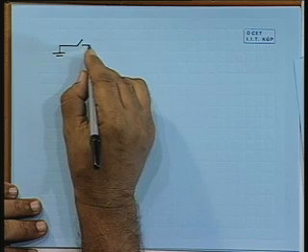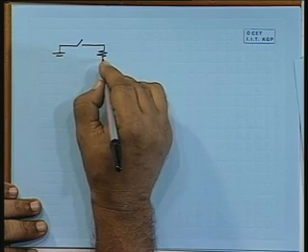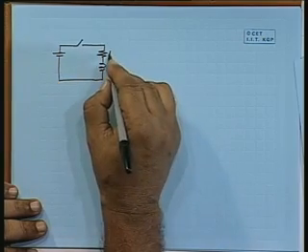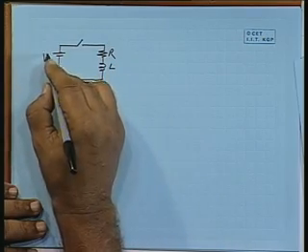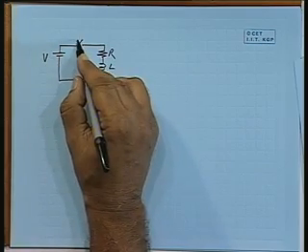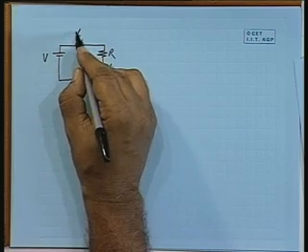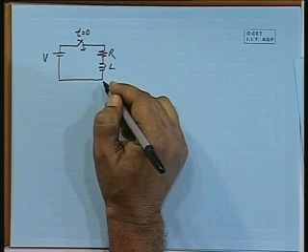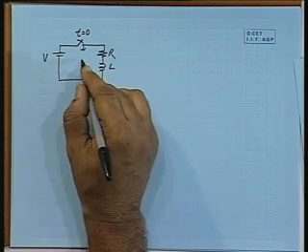Next we take up application of Laplace transform in simple network problems. Suppose we consider a simple RL circuit. There is a DC source of voltage V and the switch is put on at t equal to 0. Initially this is uncharged. What would be the expression for the current i(t)?